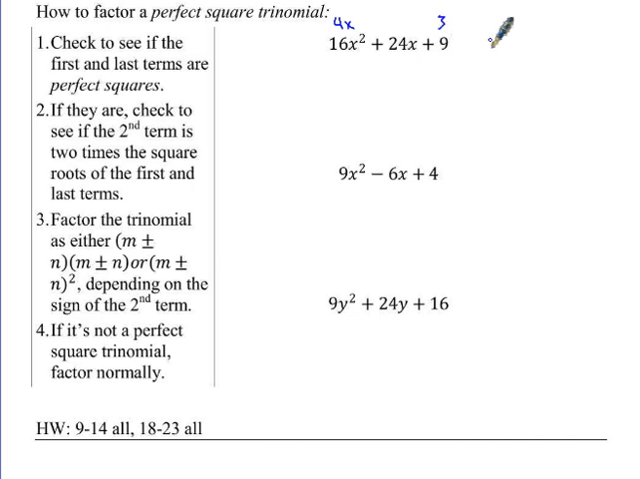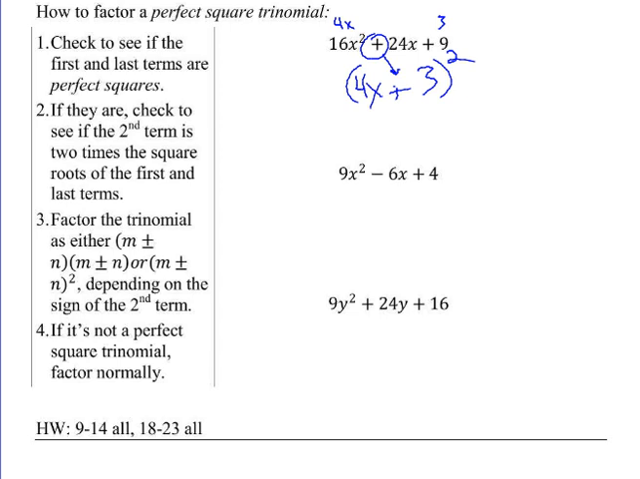Now, if they are, check to see if the second term is 2 times the square roots of the first and last term. So the square roots of the first and last terms are sitting here. Now if I multiply those together, 4x times 3 is what? 12x. And if I double it, do I get 24x? Yeah. So is this a perfect square trinomial? Yes. So I can write it like one. 4x goes here, the 3 goes here, and then this sign goes right there, plus. 4x plus 3 in parentheses squared is the answer.